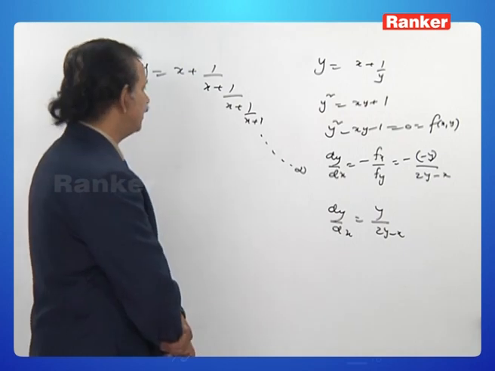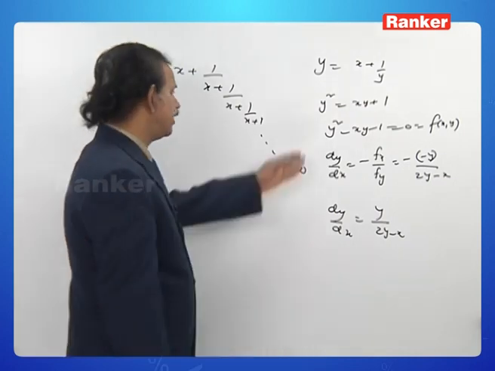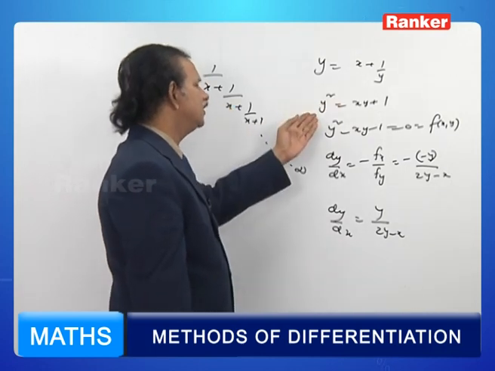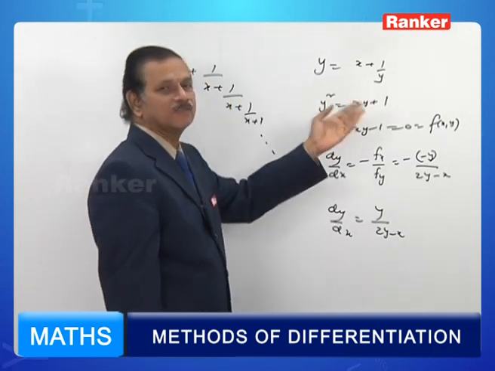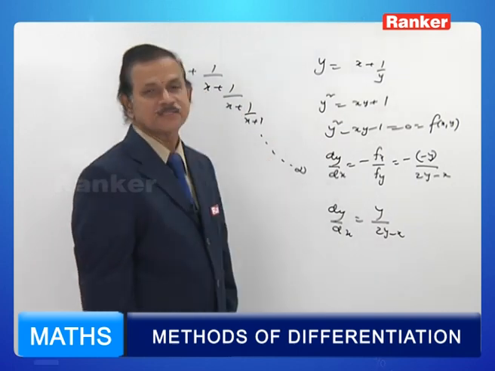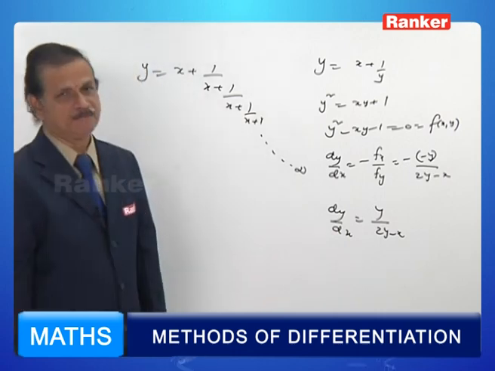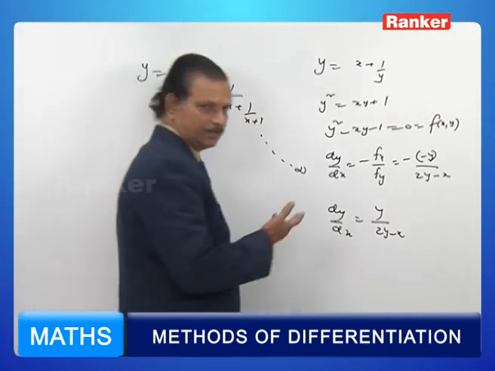y by 2y minus x. You see, you need not use this formula. You can directly differentiate on both sides. Of course, y square gives 2y into dy by dx, equal to xy, which gives 1 into y plus x dy by dx. And getting dy by dx to one side, you can have the answer also. That is also simple.